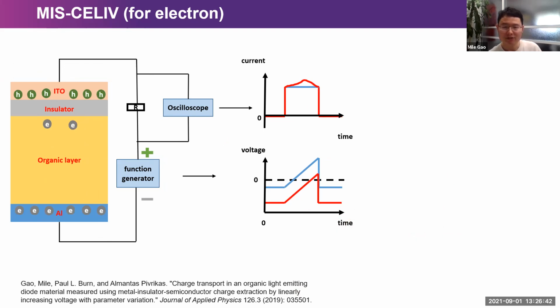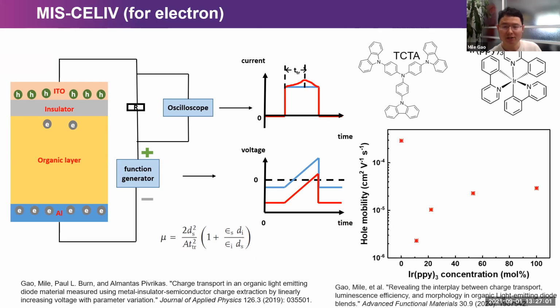In the case of the small extraction, the time it takes for the current to reach the maximum is defined as the transit time. And with this transit time, we can work out the mobility. MIS-CELIV was successfully used to measure the hole mobility of the common host material, TCTA, and blend films with different doping ratios of ERPI.